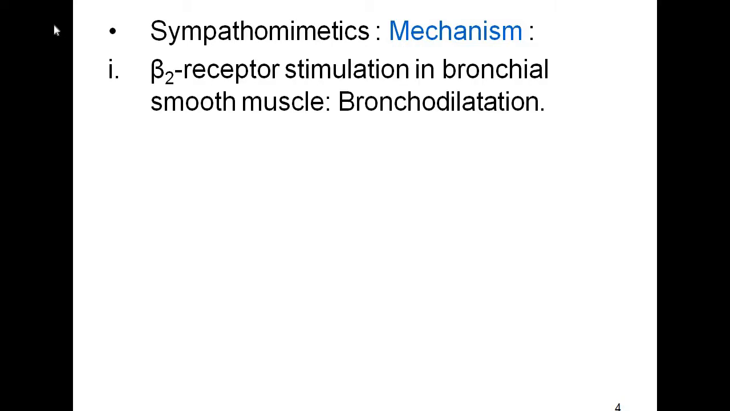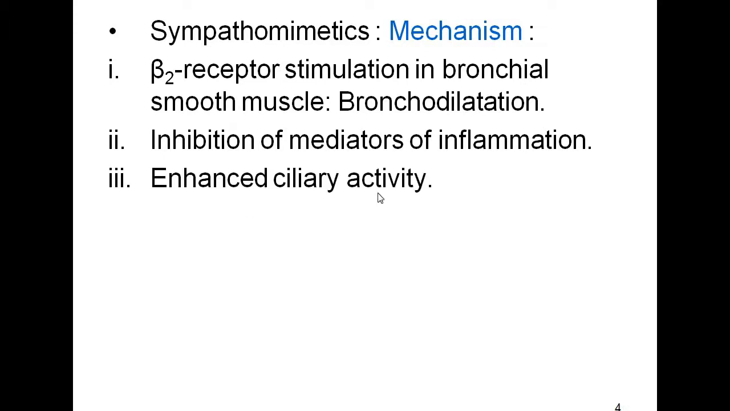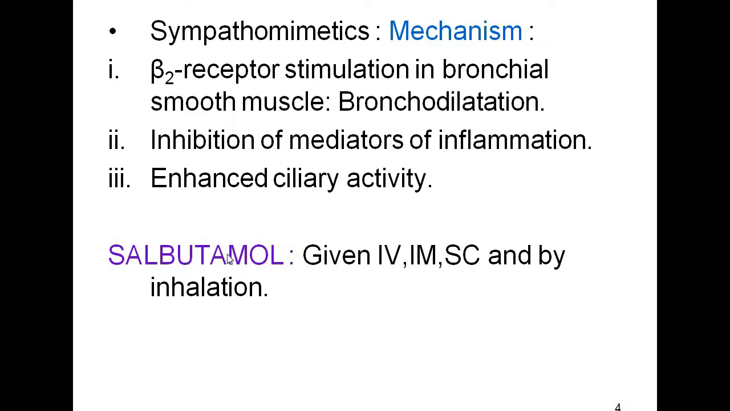The mechanism of action of the sympathomimetics, more specifically the beta-2 selective agonists. Beta-2 receptor stimulation in the bronchial smooth muscle results in bronchodilation. In addition, there is inhibition of the mediators of inflammation, which play a major role in bronchial asthma. There is enhanced ciliary activity by the beta-2 selective agonists, so there is enhanced clearing of mucus. The most widely used beta-2 selective agonist is salbutamol, given by intravenous, intramuscular, subcutaneous routes, and the major route is the inhalation route.